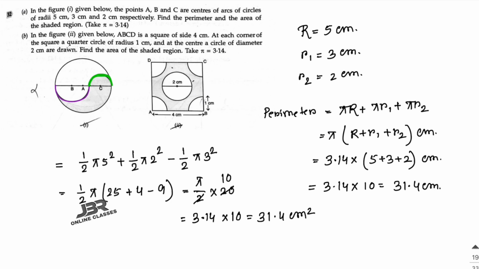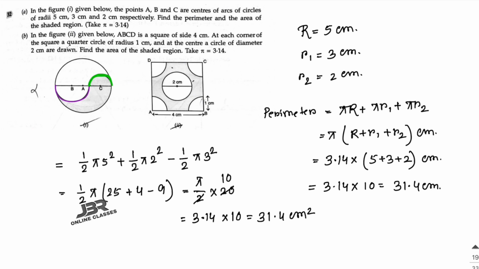Now the next one, sum number 2. In the figure 2 given below, ABCD is a square of side 4 centimeter. At each corner of the square, a quarter, that means 1/4 of a circle of radius 1 centimeter, and at the center, a circle of diameter 2 centimeter are drawn. Find the area of the shaded region.